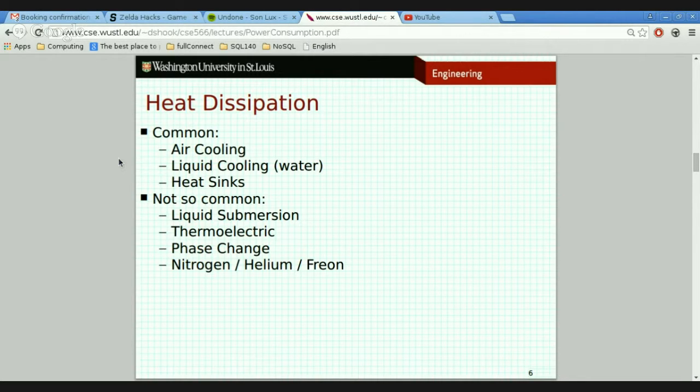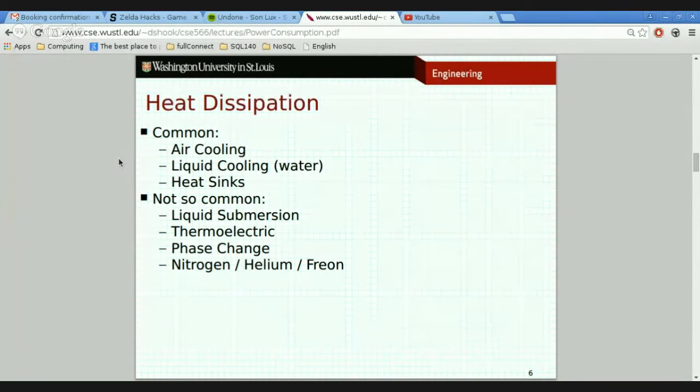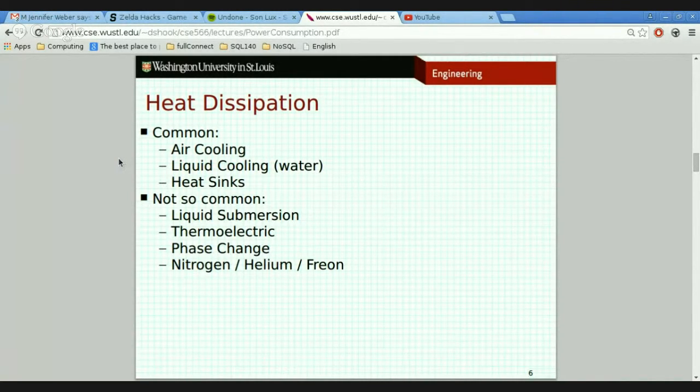Phase change is another interesting one, where we actually use the heat to change the phase of matter, either from frozen to liquid or liquid to gas, right? With the idea being that the amount of energy required to change the phase of something is higher than if you're just heating up liquid, for example. And then you can also use some exotic liquids like nitrogen or helium or freon, basically the same kind of stuff you might expect.